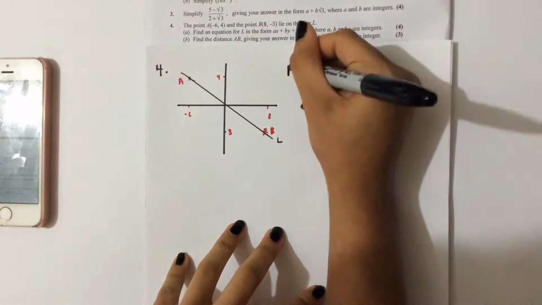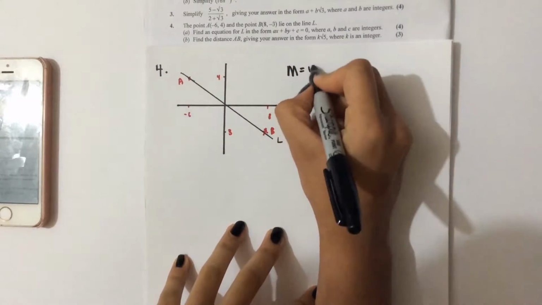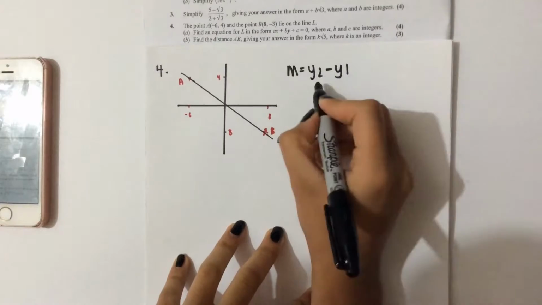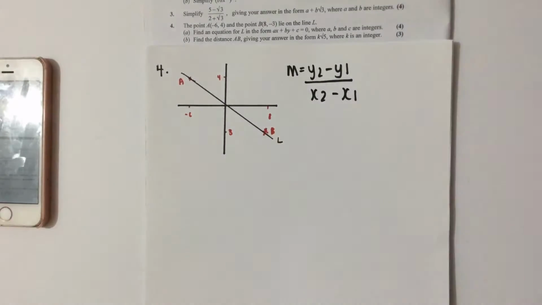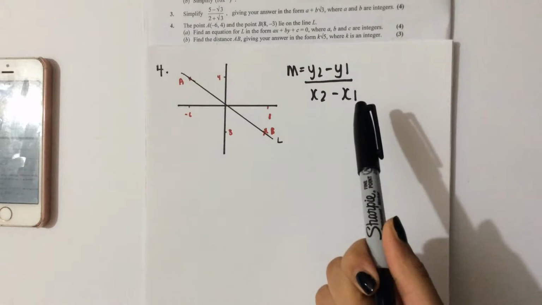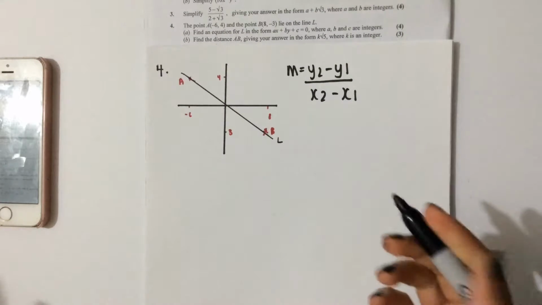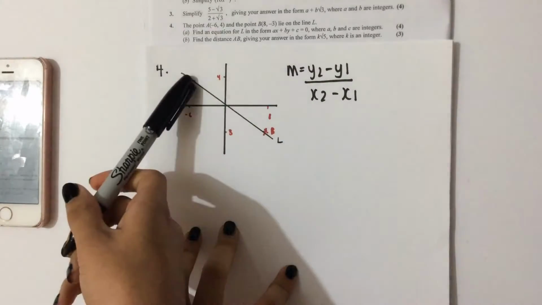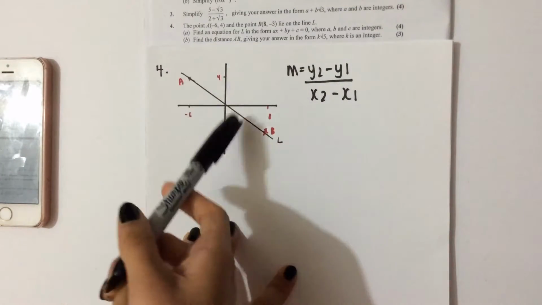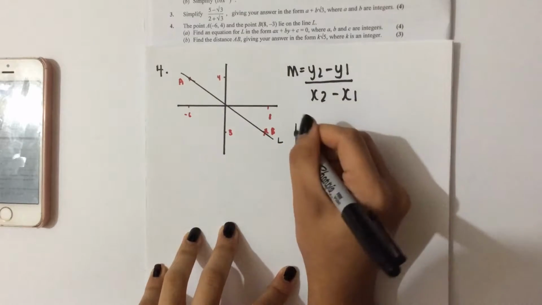So to find the gradient of a line, we use the equation y2 minus y1 over x2 minus x1. You can remember that as y in the sky. As silly as it sounds, it does help you remember. So all we need to do is substitute in the y coordinates and the x coordinates into this.